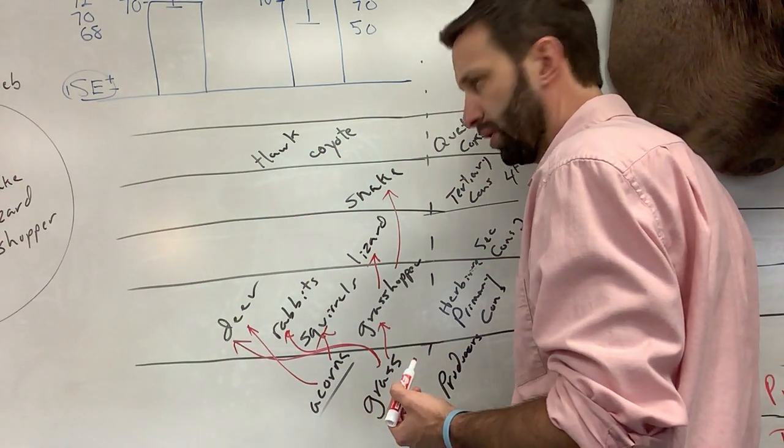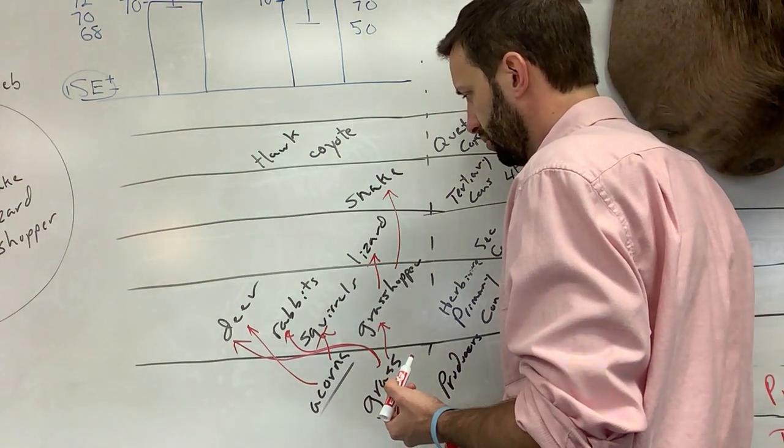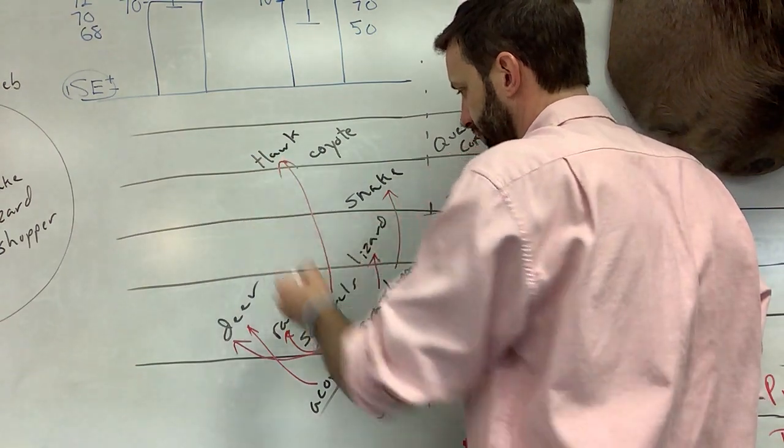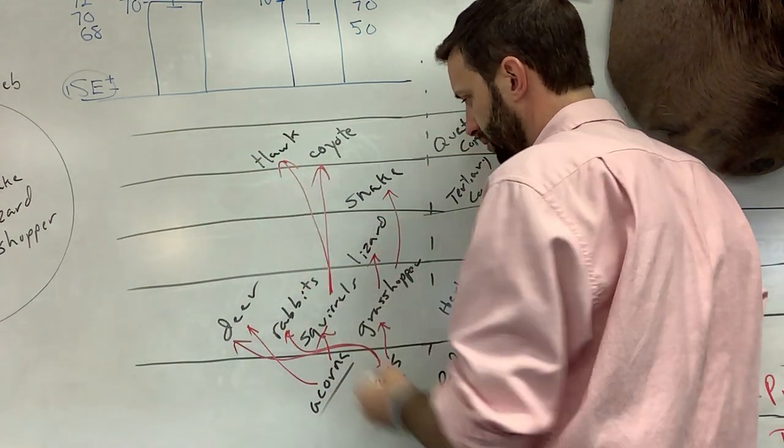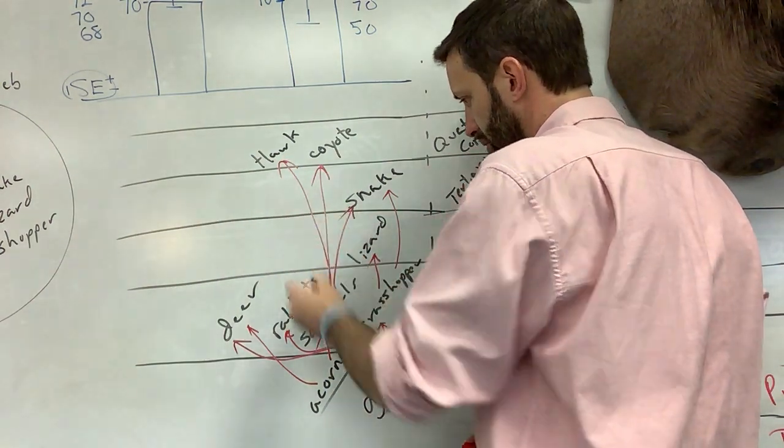All right, squirrels. What eats those? Hawks. What else? Coyotes. What else? Snakes. What eats rabbits?